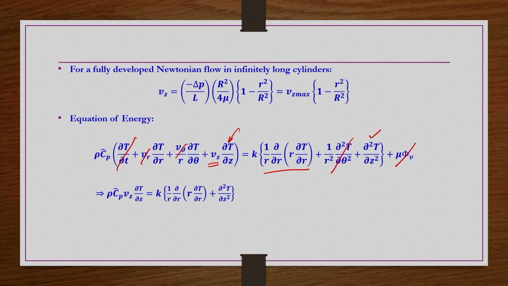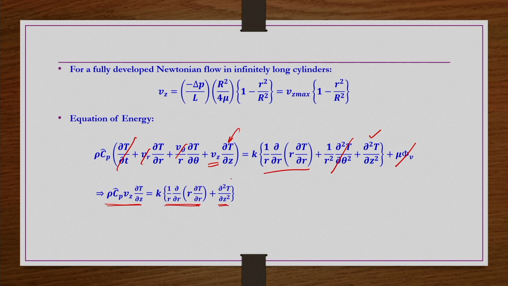So, what we have: rho Cp Vz dou T by dou Z is equal to K multiplied by 1 by r dou by dou r of r dou T by dou r plus dou square T by dou Z square. Now, can we further simplify this equation? This term indicates the conduction in the radial direction, this term indicates the conduction in the z direction, and this term indicates the convection in the z direction. Flow is taking place in the z direction, so in that direction convection is going to be dominating compared to the conduction.